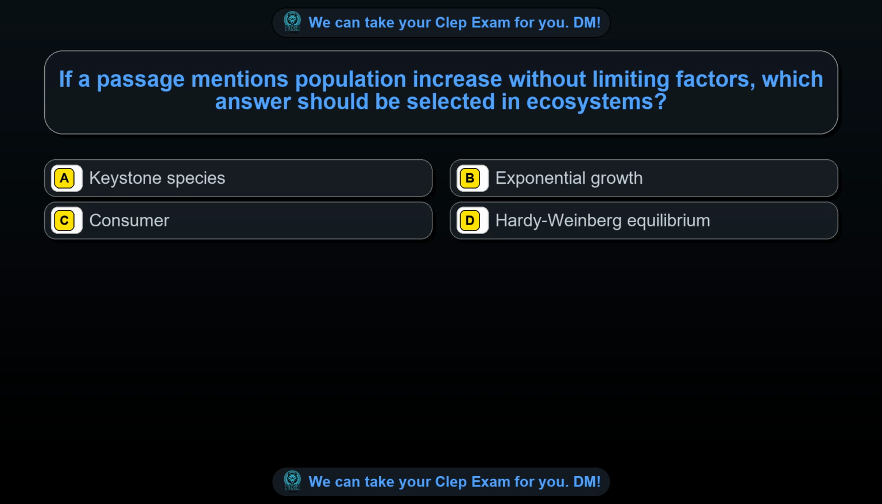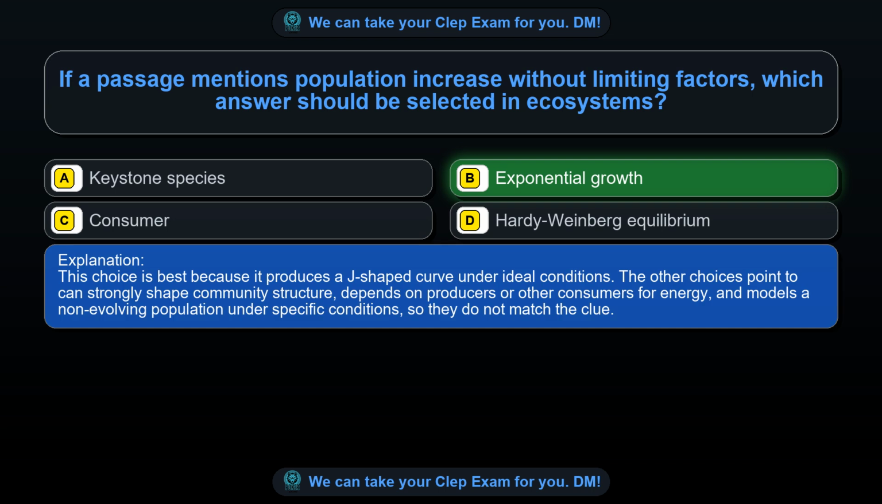Question 81. If a passage mentions population increase without limiting factors, which answer should be selected in ecosystems? Option A, keystone species. Option B, exponential growth. Option C, consumer. Option D, Hardy-Weinberg equilibrium. The correct answer is option B, exponential growth. This choice is best because it produces a J-shaped curve under ideal conditions. The other choices point to can strongly shape community structure, depends on producers or other consumers for energy, and models a non-evolving population under specific conditions, so they do not match the clue.